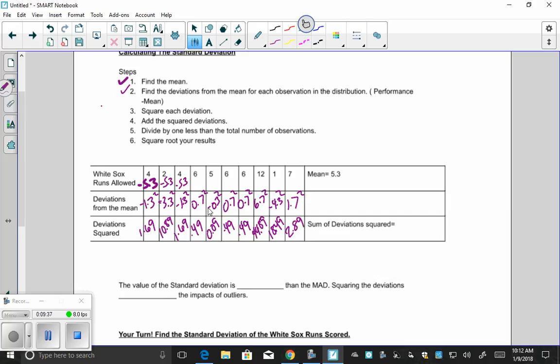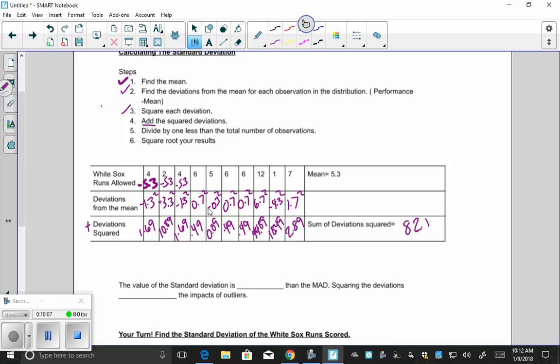Once you've squared all of the deviations, the next thing that you have to do is add this row together. So find the sum of the squared deviations. When you add them together, you should get 82.1.